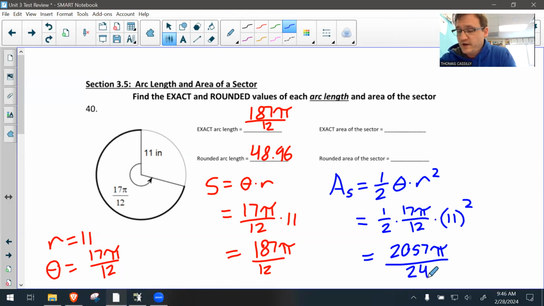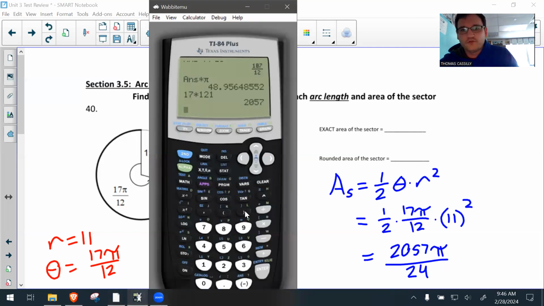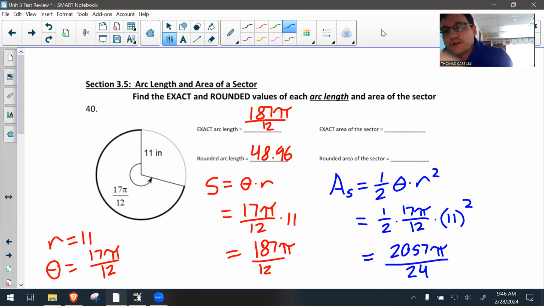Now, we should try to reduce that fraction. I'd be willing to bet it doesn't reduce, but I'm going to try anyways. So just divide 2057 by 24, some decimal, turn it into a fraction. Press math, press enter twice, and no, it does not reduce. And that's okay. So you've got 2057 pi over 24.